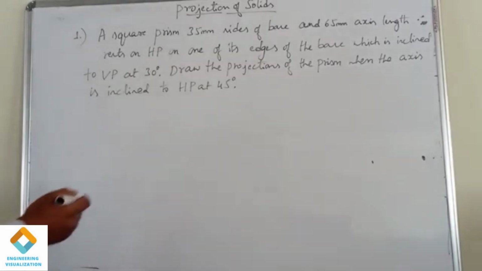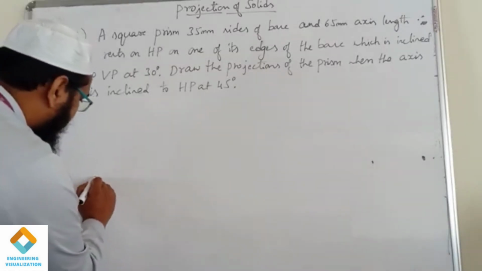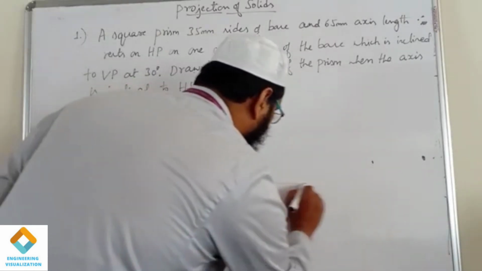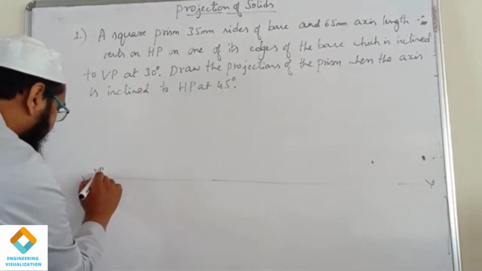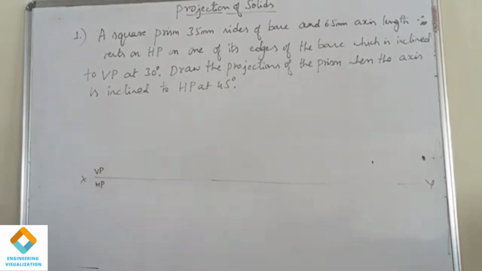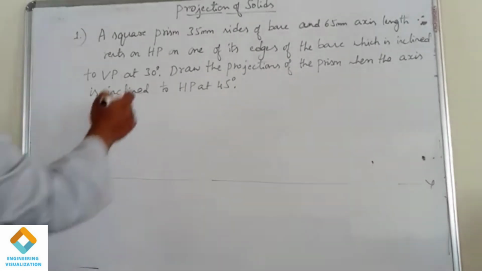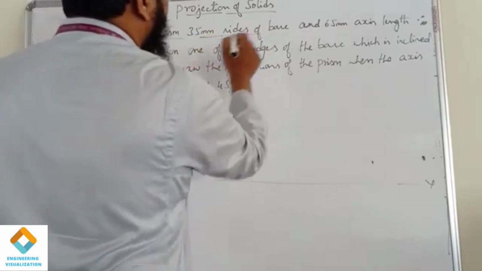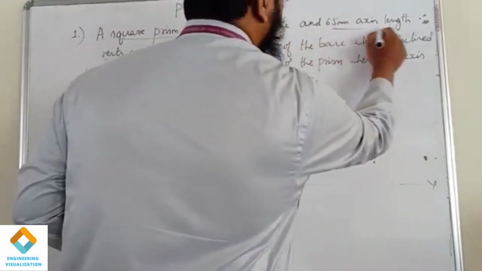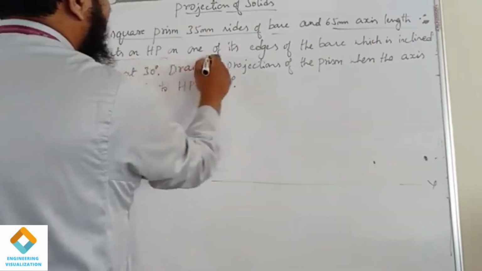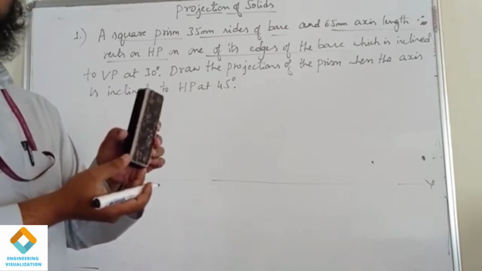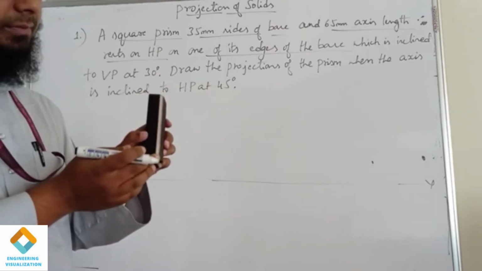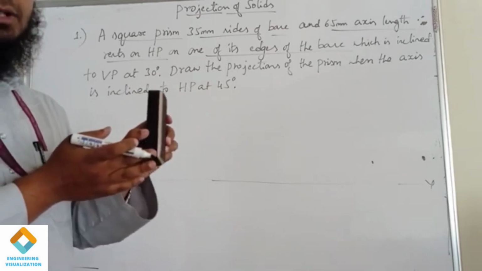Say in this problem we have to construct a square prism here, XY, VP, HP. So we have to construct a square prism of dimension 35 side of base and axis length 65, which rests on HP on one of its edges of the base. Say consider this is your square prism. We need to construct it with the base edge here, on the right hand side.